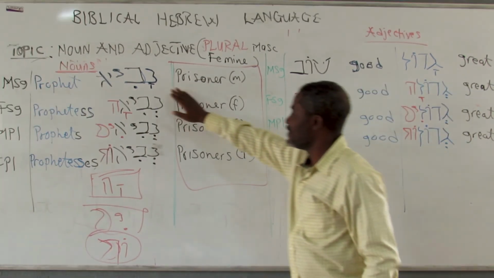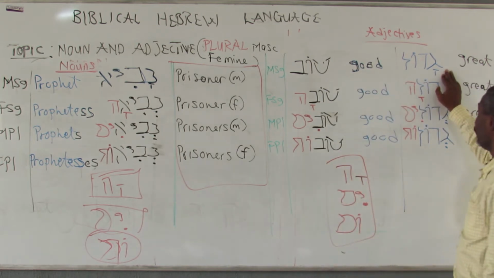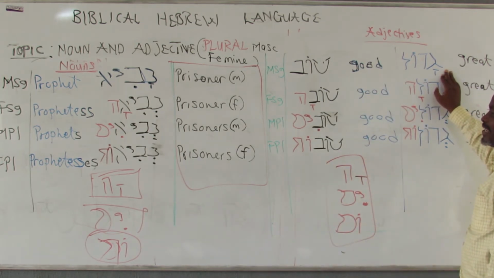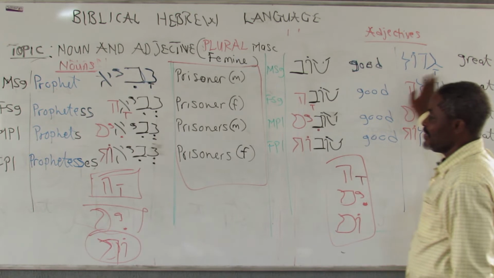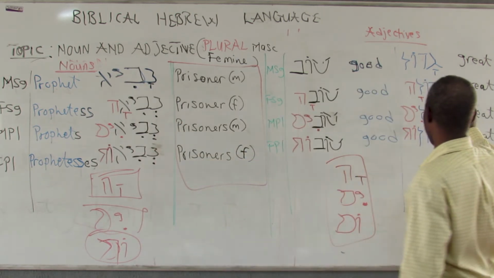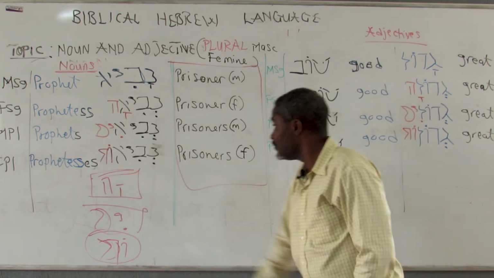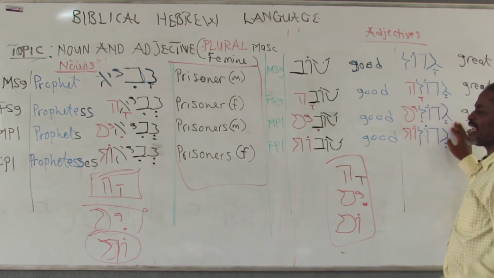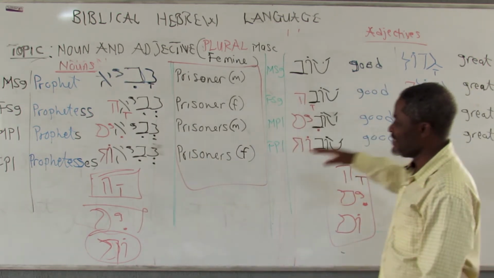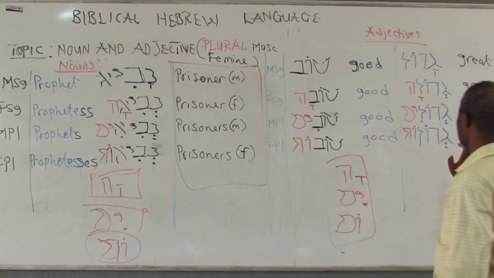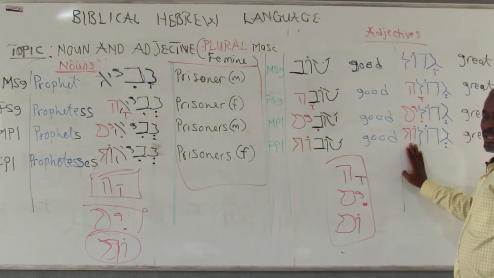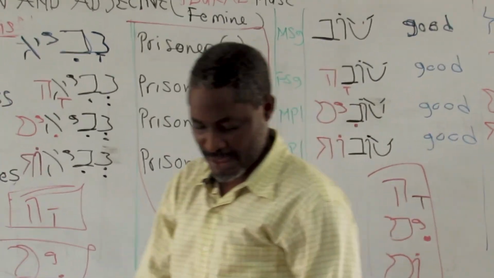You have nabi gadol. If you want to say great prophetess, you have nebiha gedola. If you want to say great prophets, nebihim gedolim. If you want to say great prophetesses, you want nebihot gedolot.